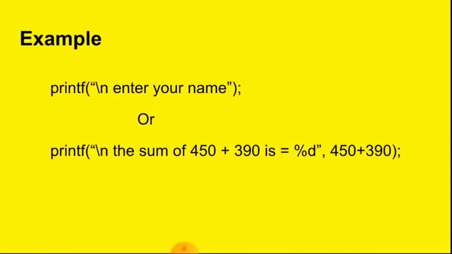Example: printf, open the bracket, double quotes, backslash n, enter your name, close the double quotes, close the bracket, semicolon. Or printf, open the bracket, double quotes, backslash n, the sum of 450 plus 390 is equal to percent d, close the double quotes, comma, 450 plus 390, close the bracket, semicolon.